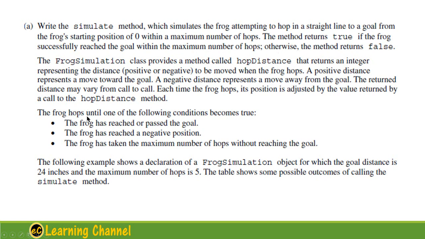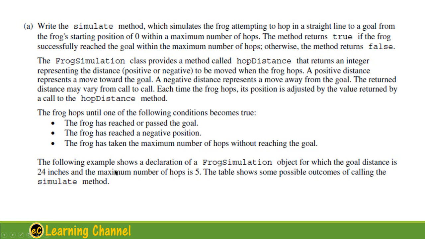And here are the success and failure conditions. Number 1, if you reach the goal line or pass the goal line, you successfully pass it. Number 2, if you fall behind your original starting position, then you fail. And if you pass the maximum number of hops allowed, then you also fail. So you have one successful condition and two failure conditions.